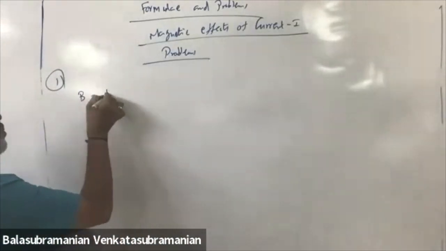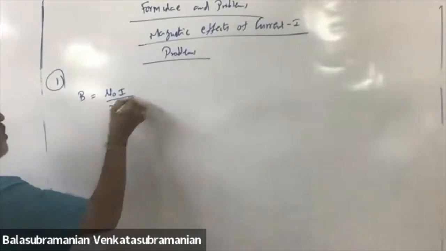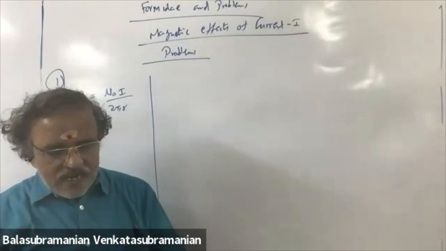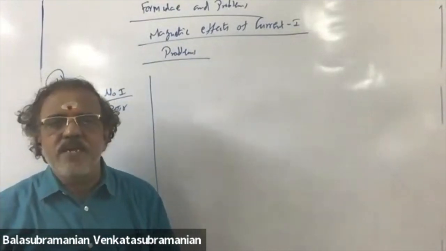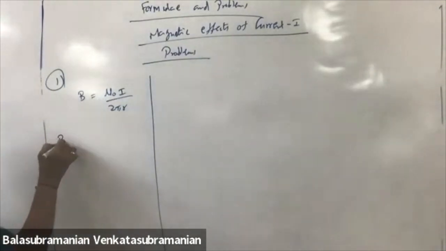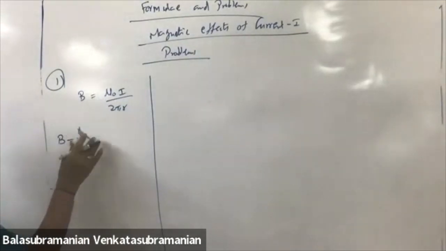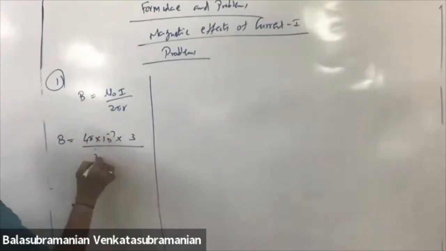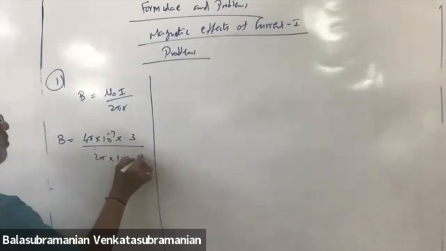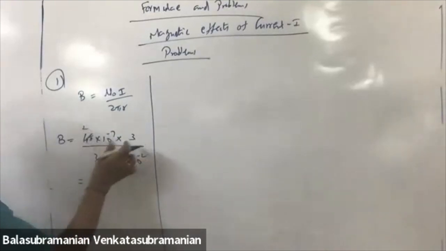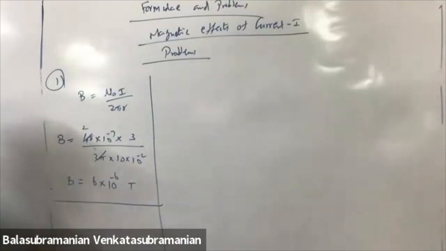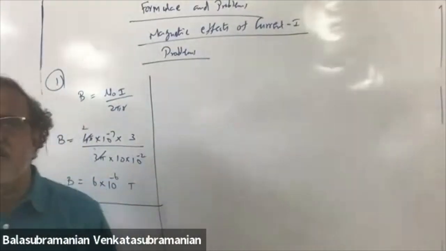So B is equal to mu naught I by 2 pi R. That is the formula. The data: current 3 ampere, distance 10 centimeter. Calculate B is equal to mu naught, which is 4 pi into 10 power minus 7, into 3 ampere by 2 pi into 10 into 10 power minus 2. 2 times 6. 10 power minus 1, numerator plus 1. So 10 power minus 6 Tesla is the unit of magnetic induction.